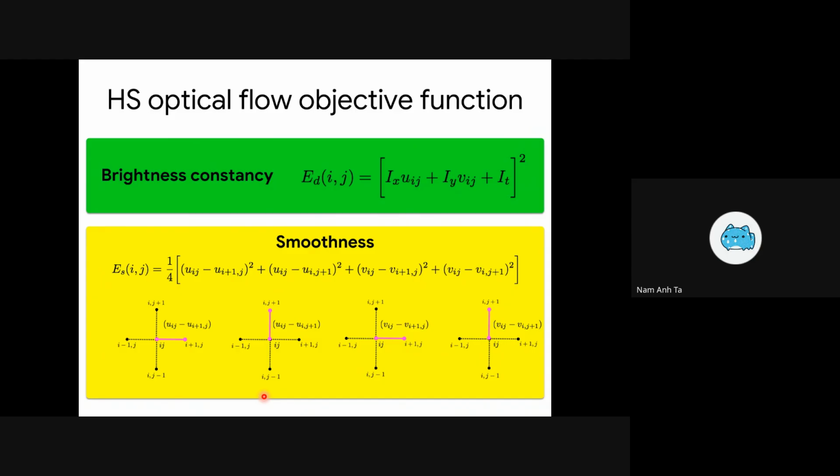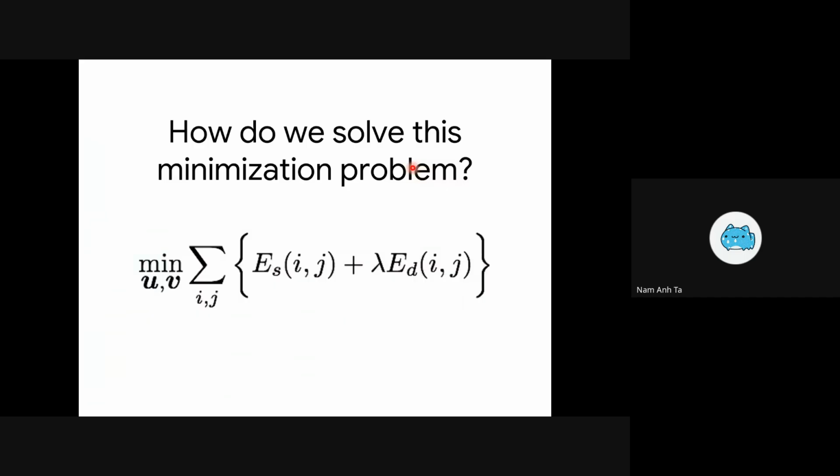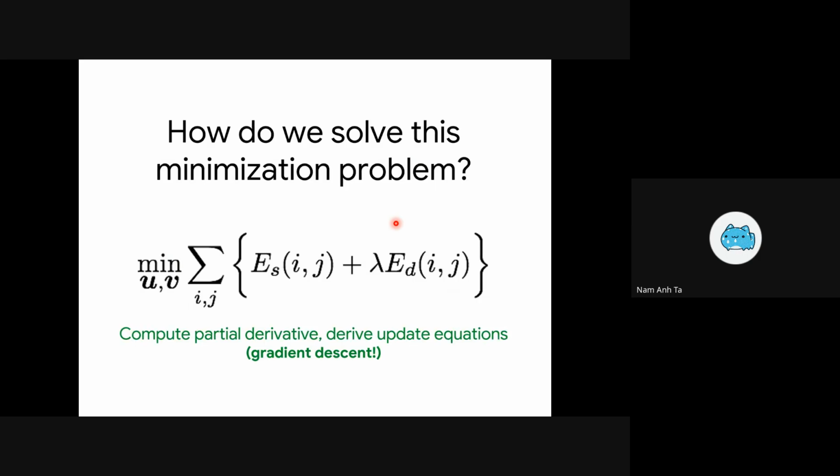So we can actually solve for the smoothness term within this formula, and the brightness constancy in this formula. How can we minimize this energy function? We will solve this as an optimization problem using gradient descent or any other similar iterative solvers.